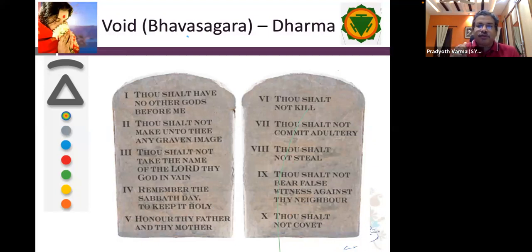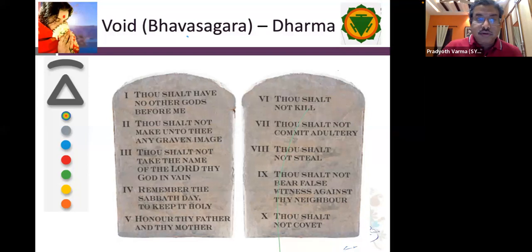Like, for example, the commandment saying that thou shall not steal. Thou shall not covet others' things. Thou shall not kill. Now, in any country you go, we follow this. If you don't follow these dharmas, you will go to jail, right? So these are what we call the 10 valencies developed in the Nabi chakra.